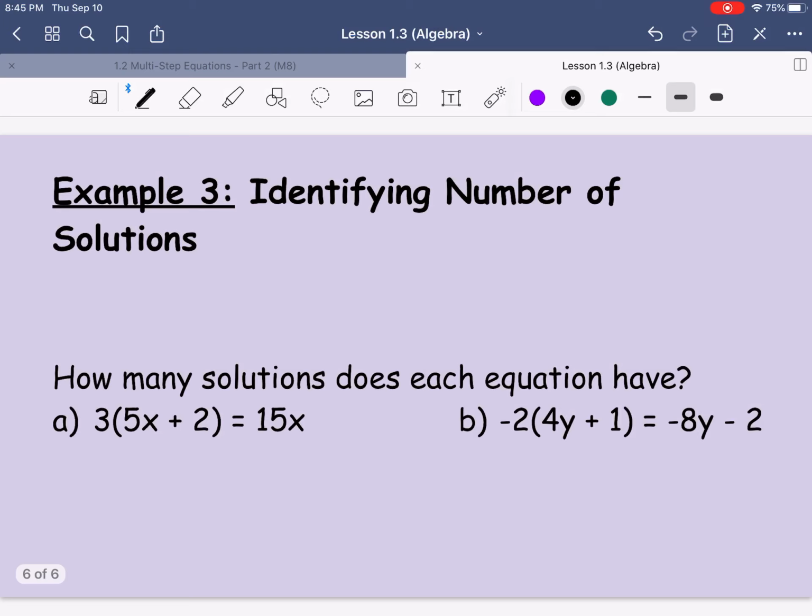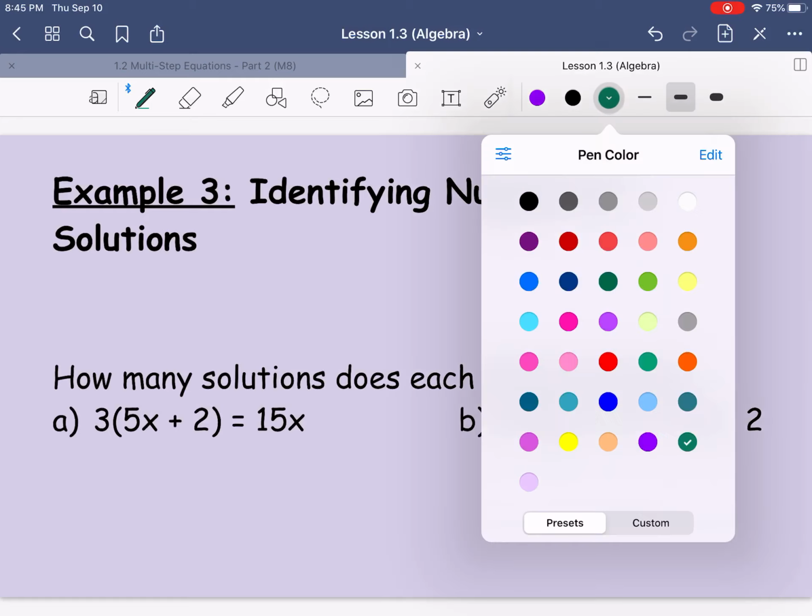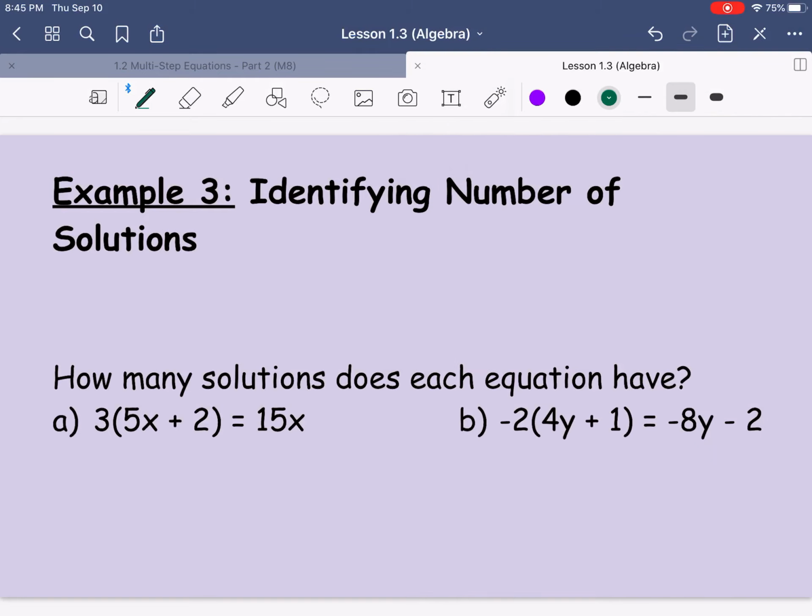Okay. So the last piece of 1.3 is probably the most fun piece of 1.3. I'm not going to lie, it's super fun. Identifying number of solutions. So all of the equations that we've been doing have had one solution. Okay, so x equals 5, y equals -3, q equals 3/4. All of the equations we've done have one solution. And I usually abbreviate solution. I just put sol, one sol.